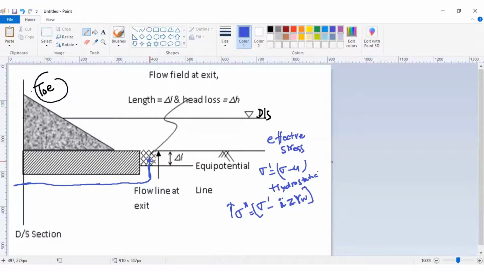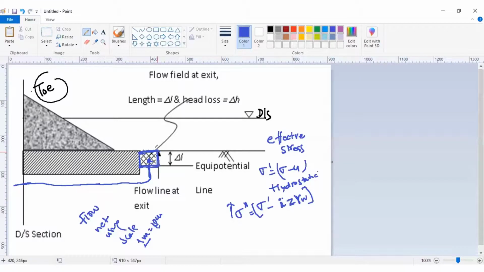Now, suppose I have drawn the flow net, and this is the flow field or that flow net. So how am I going to calculate the value of exit gradient at the exit point? You know, these flow nets are drawn on a scale. You know the meaning of scale, like I can assume 1 meter is equal to 10 centimeter or something like that, or 1 meter is equal to 1 centimeter. So 1 meter on the ground will represent 1 centimeter on the graph paper.